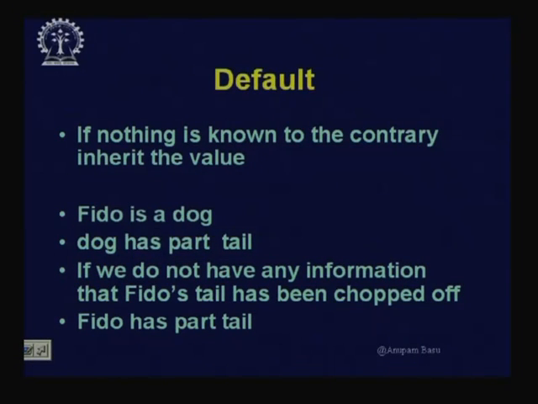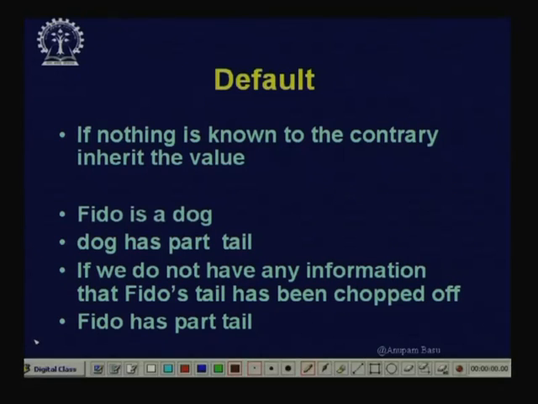Here is an example. If nothing is known to the contrary, I know Fido is a dog, and suppose dog has part tail. Therefore, what should we infer? We will have to infer that Fido has tail. Okay. So, there is no exception to this, all right.